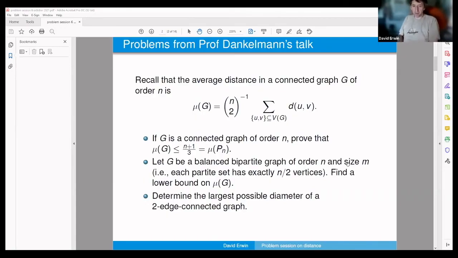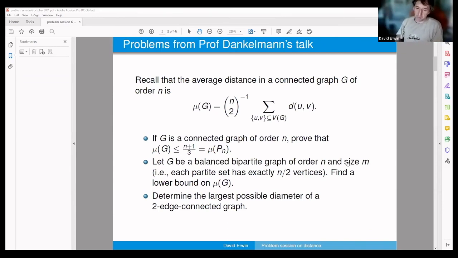So the second problem. Once again, we're talking about the average distance, and in this case, we have a balanced bipartite graph. A bipartite graph is one in which you've got two sets called the partite sets, and there are no edges inside the left-hand partite set, and there are no edges inside the right-hand partite set as well. So all the edges in the graph go between the two partite sets.